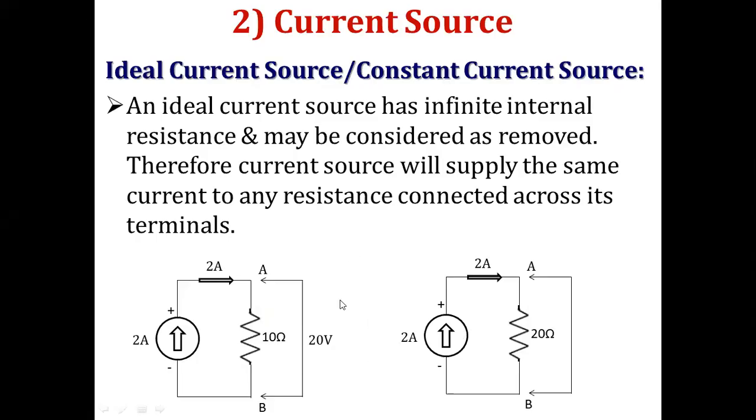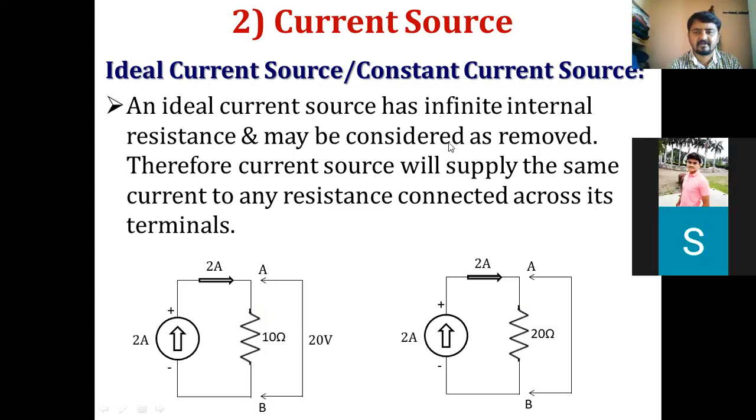Okay, so according to this, it has infinite internal resistance, but it may be considered as removed here. Now we have not connected any resistance here. Therefore, an ideal current source will supply the same current to any resistance connected across its terminals. It may be any resistance; if 2 ampere is there, it is going to supply 2 ampere only.